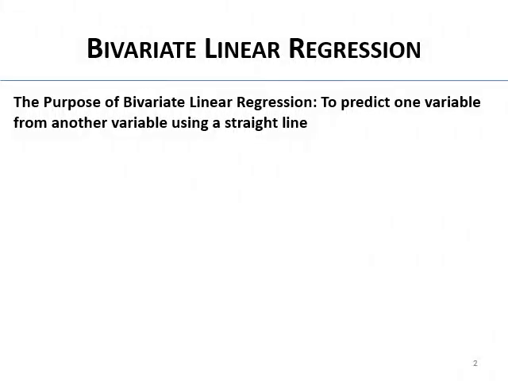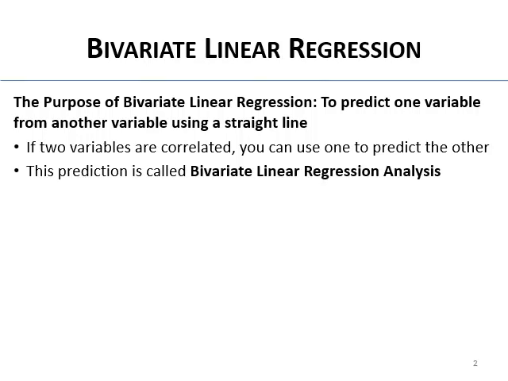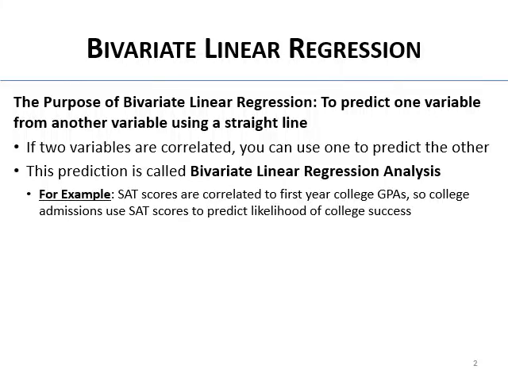So the purpose of bivariate linear regression is to predict one variable from another variable using a straight line to do so. If two variables are correlated, you can use one to predict the other. That prediction is called bivariate linear regression analysis. For example, SAT scores are correlated with first-year college GPAs, so college admissions uses SAT scores to predict the likelihood that an applicant will succeed in college.